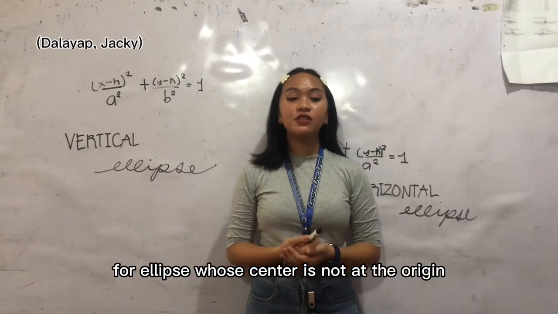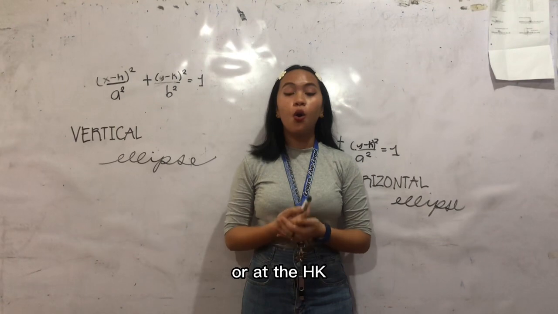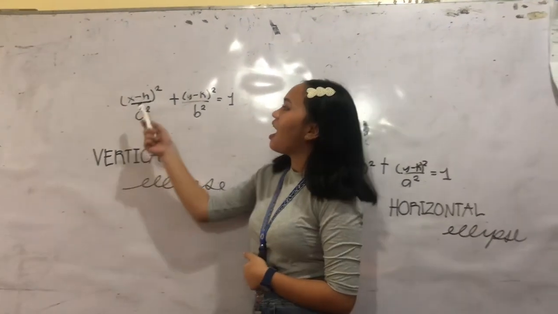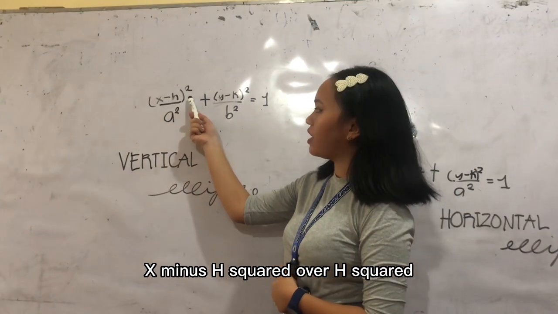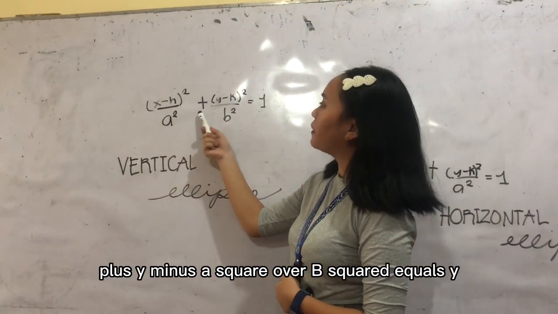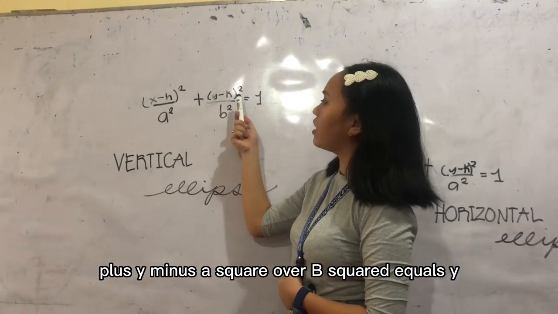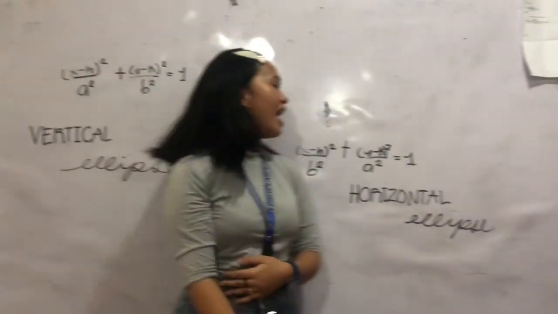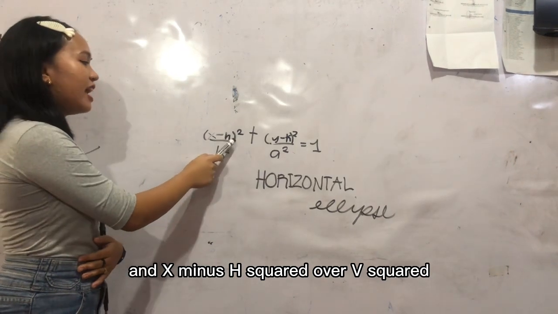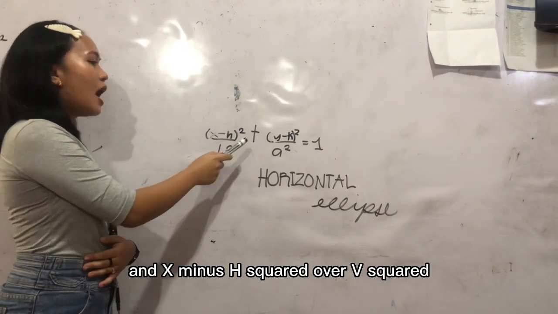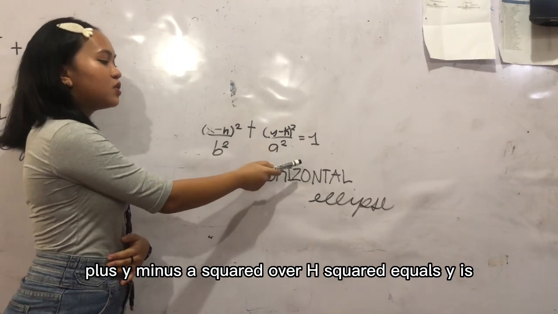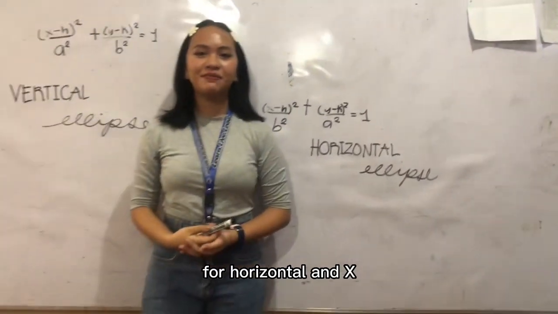For an ellipse whose center is not at the origin, or is at (h, k), these are the equations. (x minus h) squared over b squared plus (y minus k) squared over a squared equals 1 is for a vertical ellipse. And (x minus h) squared over a squared plus (y minus k) squared over b squared equals 1 is for a horizontal ellipse.